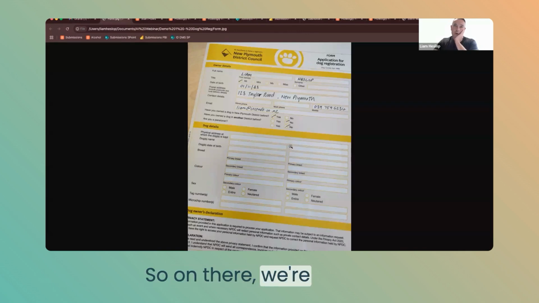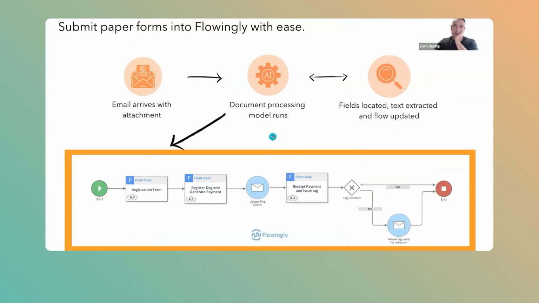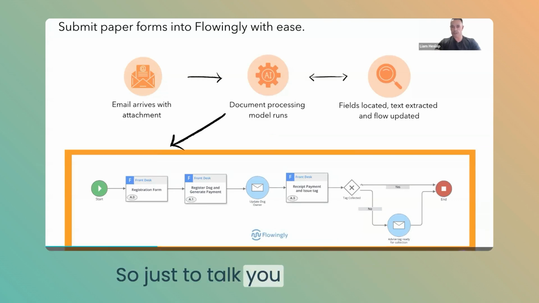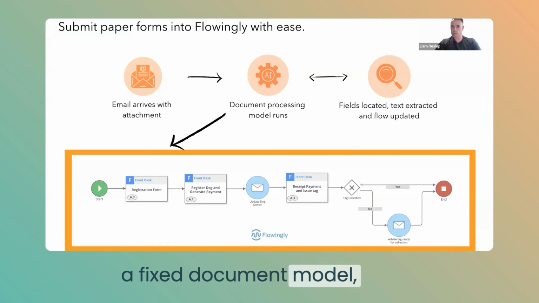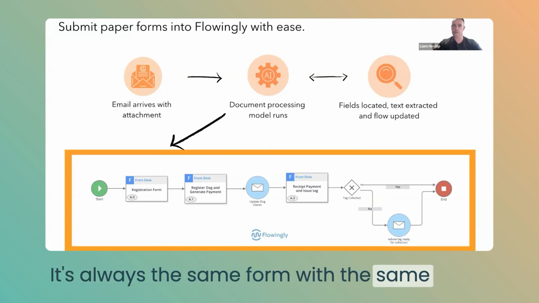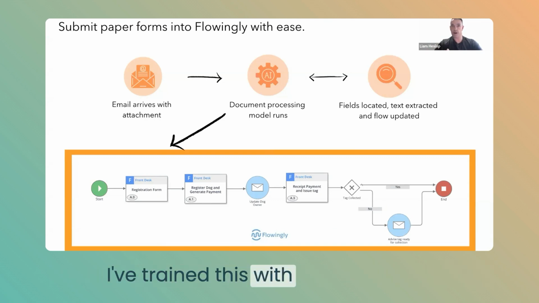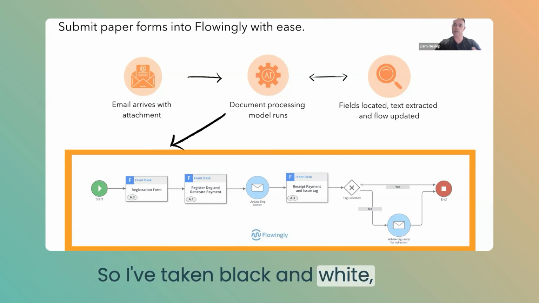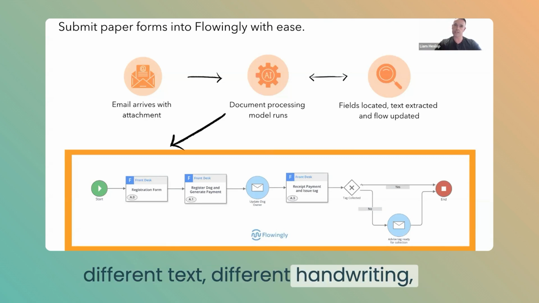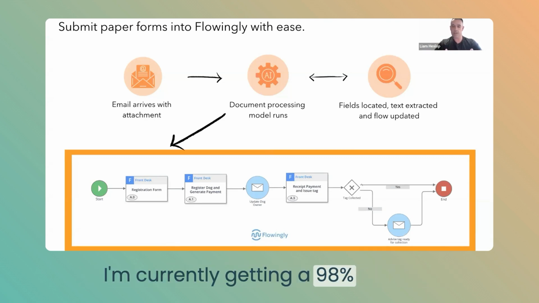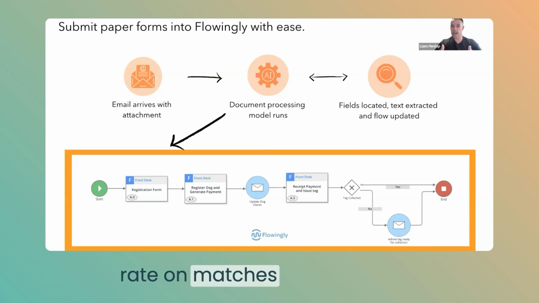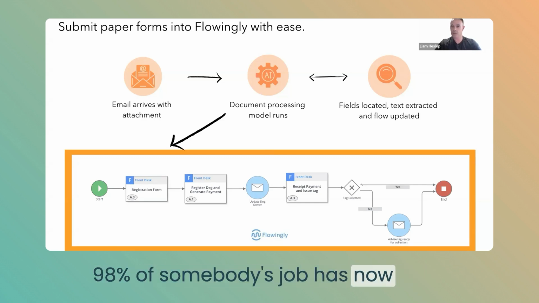So on there, we're going to go back to the diagram here. What's going on now is this document processing model is running. So just to talk you through, this is a fixed document model, which means the PDF form must be fixed. It's always the same form with the same fields. I've trained this with 5 examples. So I've taken black and white, color, different text, different handwriting, and I'm currently getting a 98% success rate on matches and accuracy.